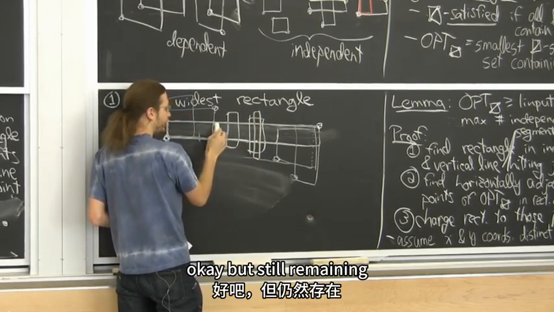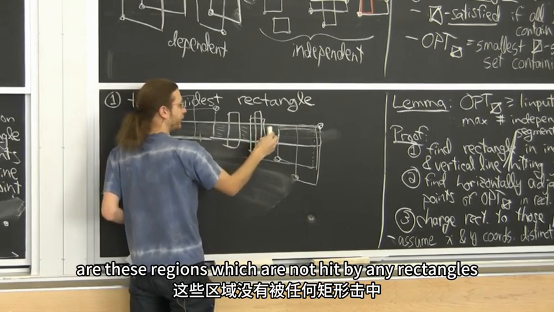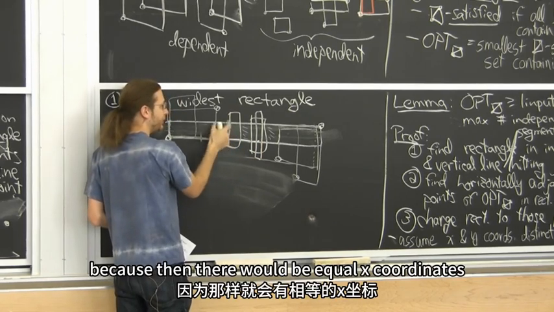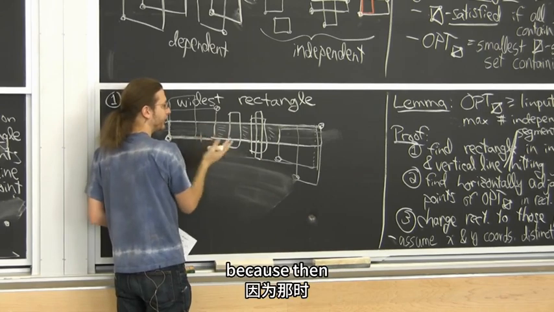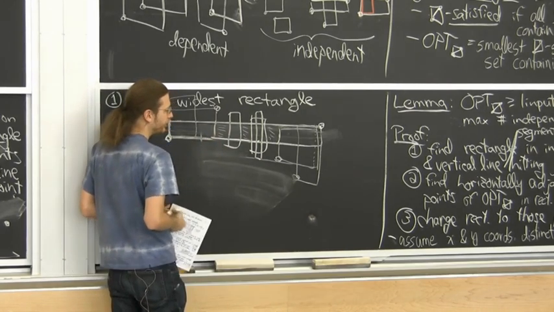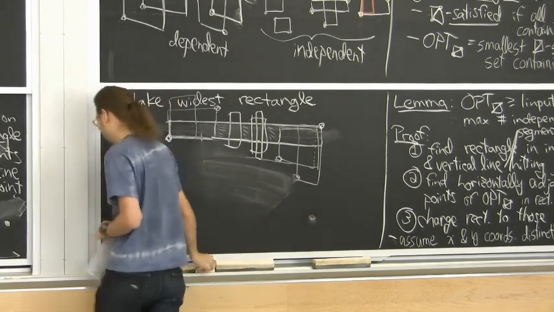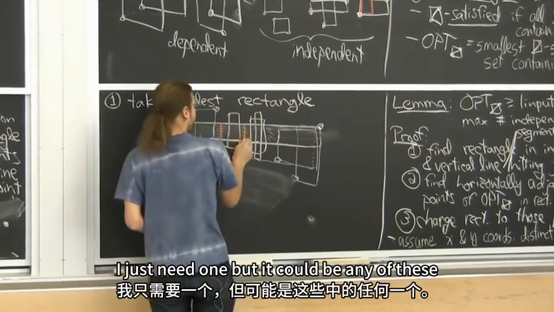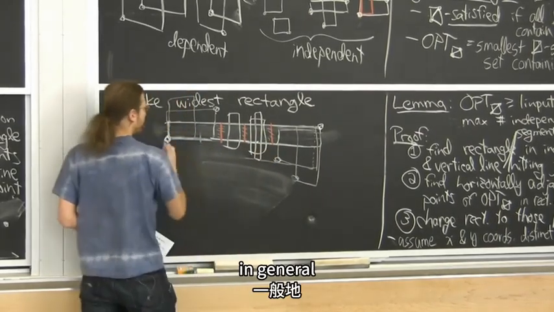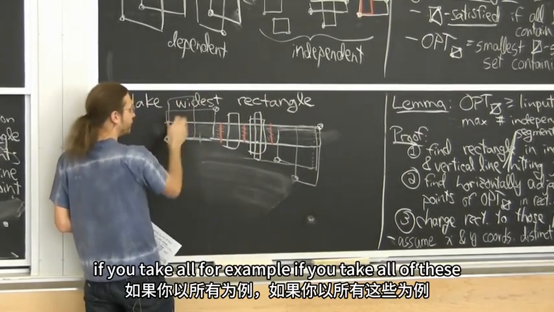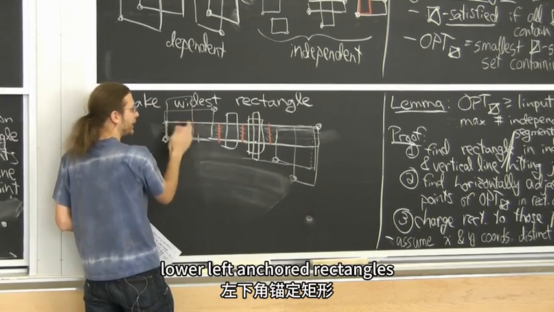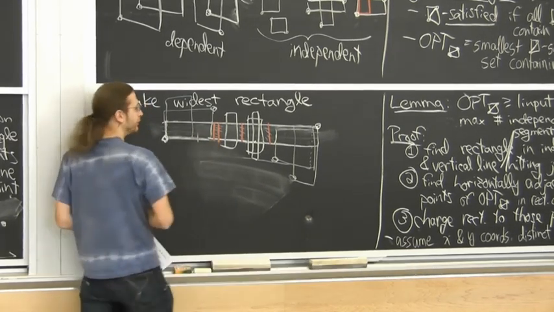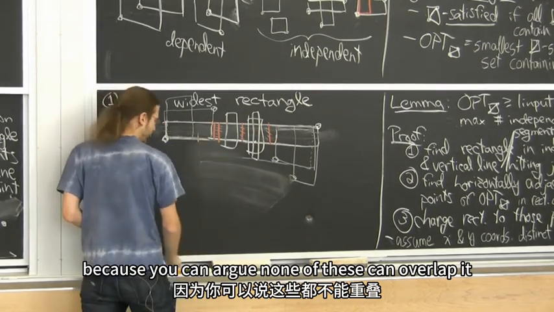Okay, but still remaining are these regions which are not hit by any rectangles. And that's because what I was saying, these guys can't touch each other, because then there'd be equal x coordinates. They can't overlap, because then one of them would not be independent from the other. So I get my vertical lines. I just need one, but it could be any of these. In general, if you take all of these lower left anchored rectangles and take just to the right of the rightmost one, that will be a valid choice for your line, because you can argue none of these can overlap it.